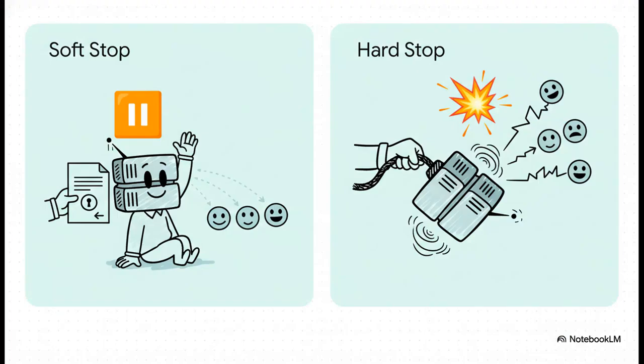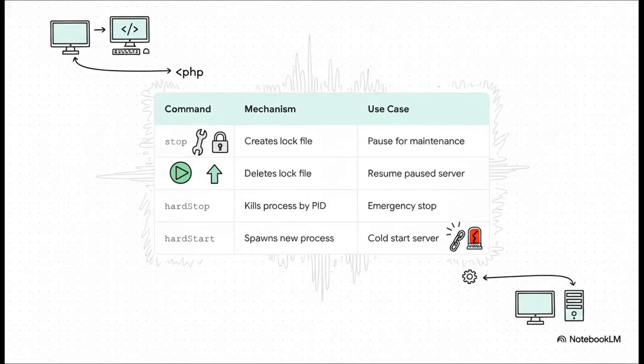And this isn't just a simple on-off switch, it's really precise control. A soft stop is the polite approach. It creates a little lock file, which the server sees as a gentle request to take a break. The server then gracefully disconnects everyone and just waits patiently. A hard stop, on the other hand, is the emergency brake. It finds the server's process ID and just terminates it. No questions asked. It's the difference between saying, please pause when you have a moment, and yanking the plug out of the wall.